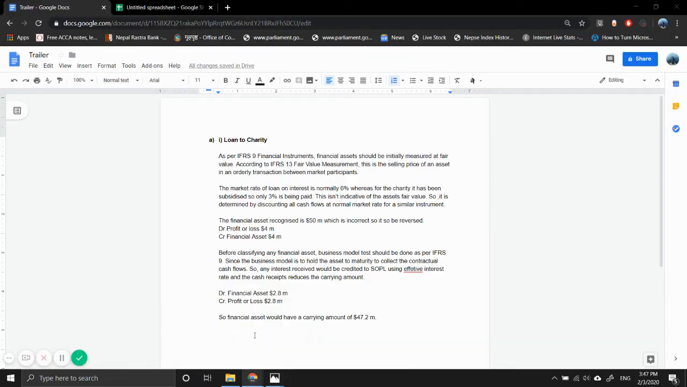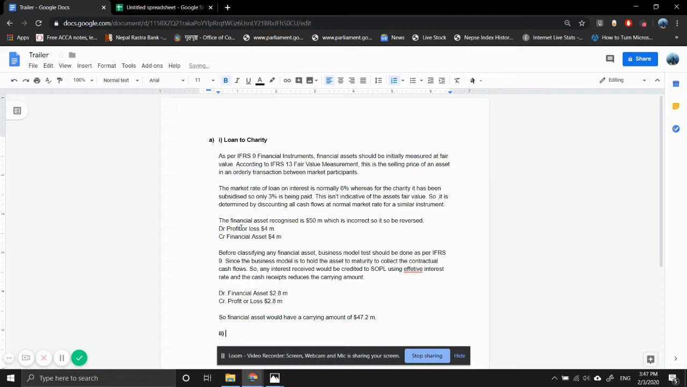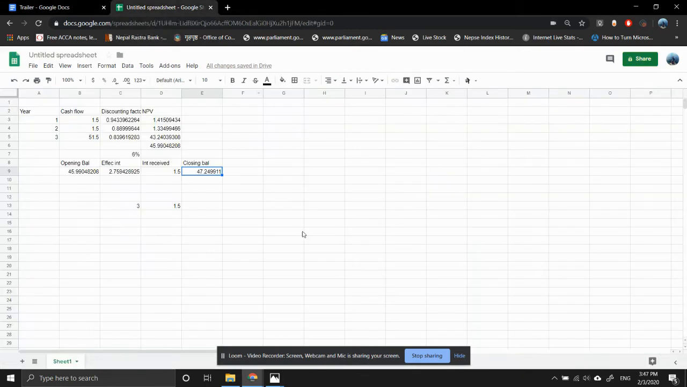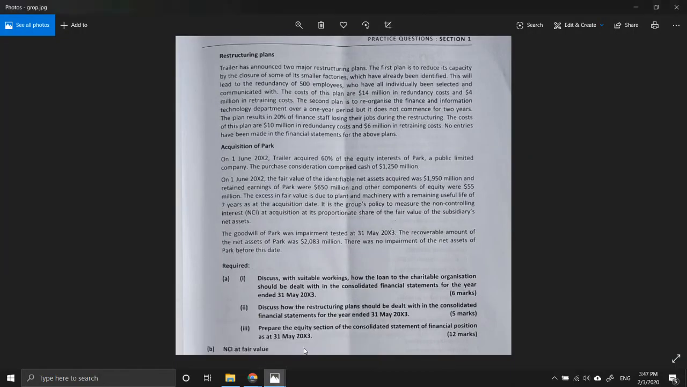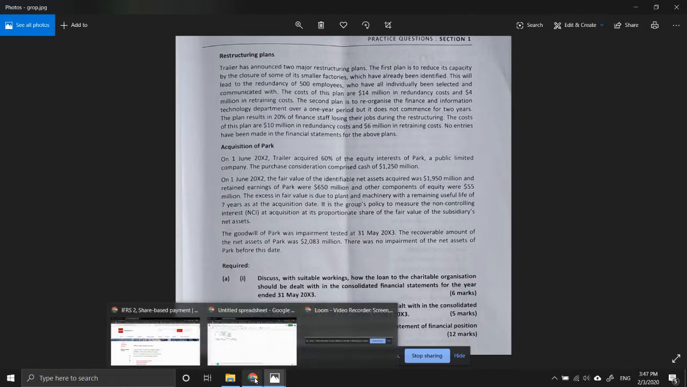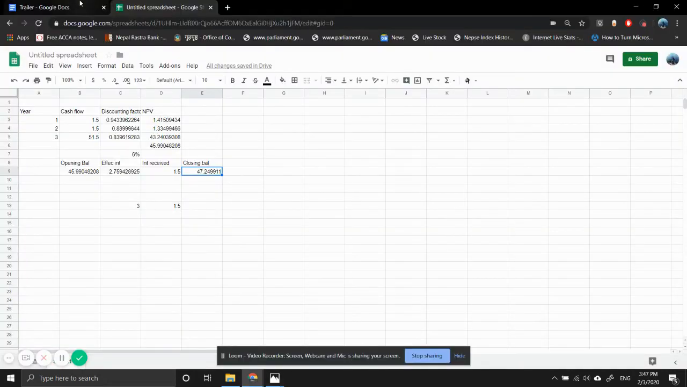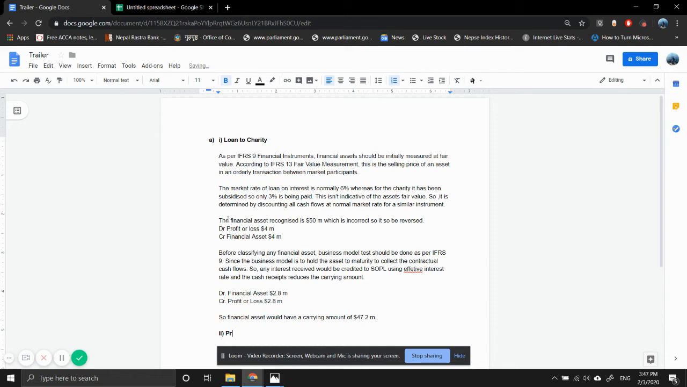So restructuring cost, right? So IAS 37, question number 2. So should we create a provision or not? Isn't that the question? Yes. How should it be dealt with? It's basically something to do with provision for restructuring, right?